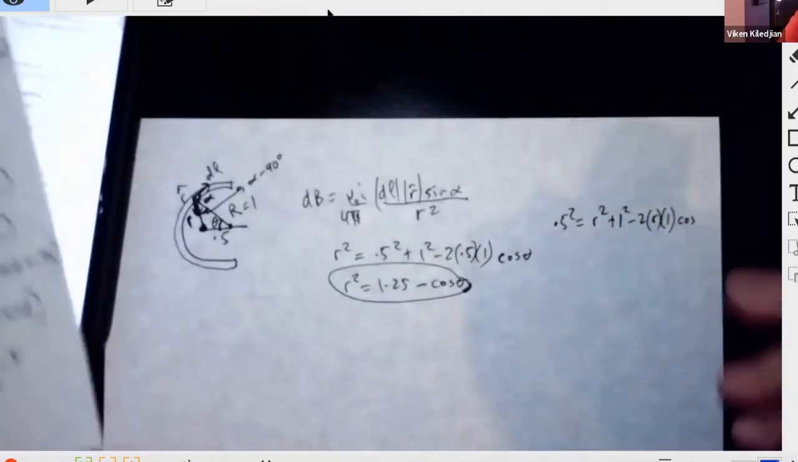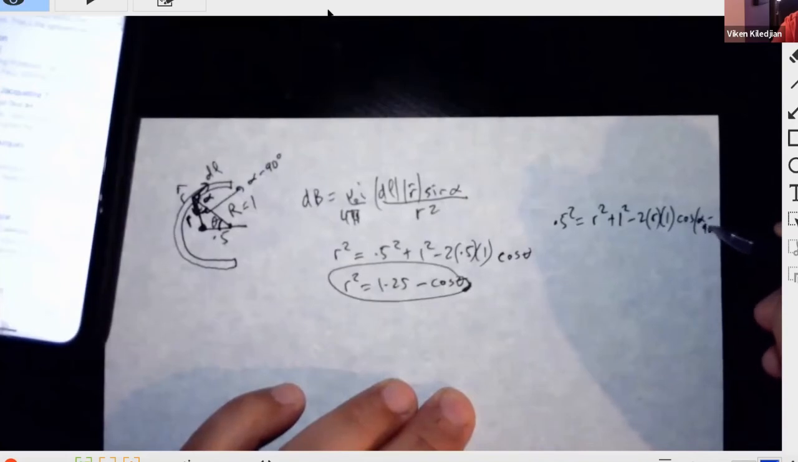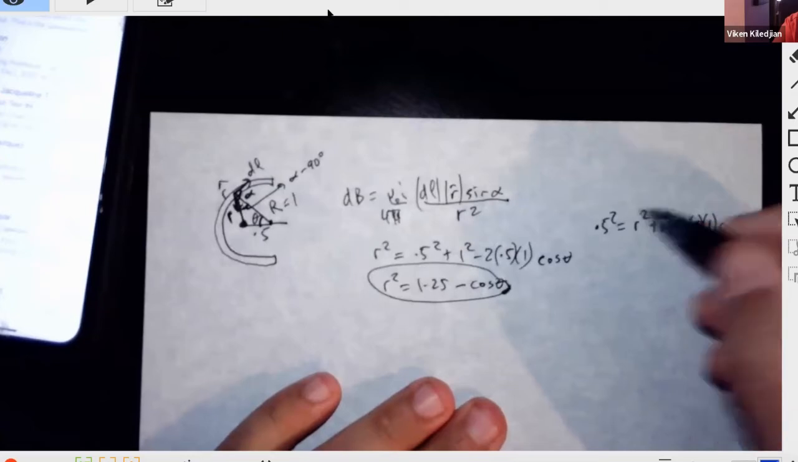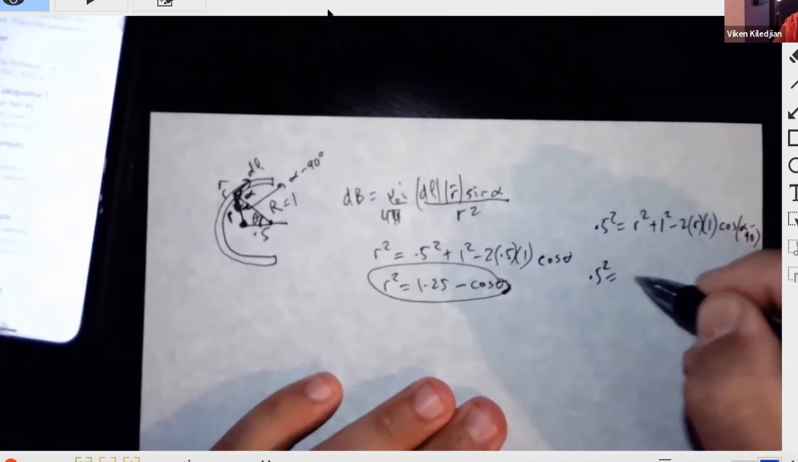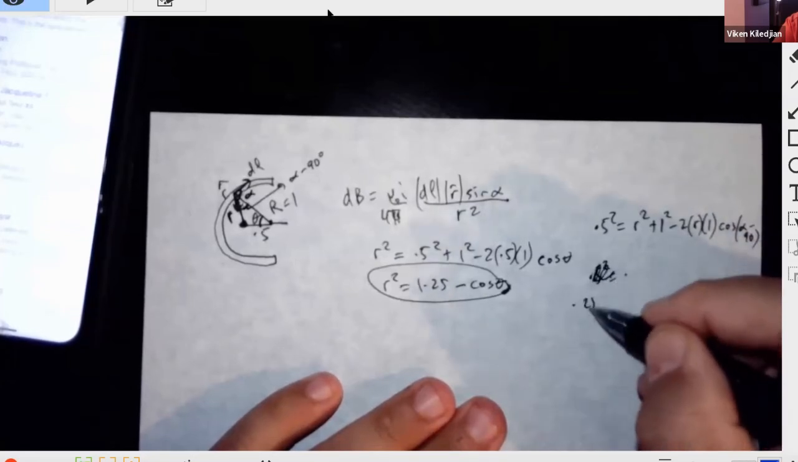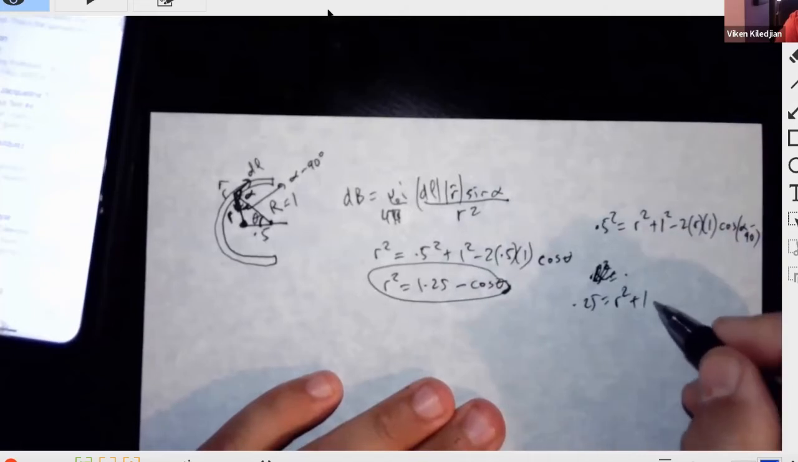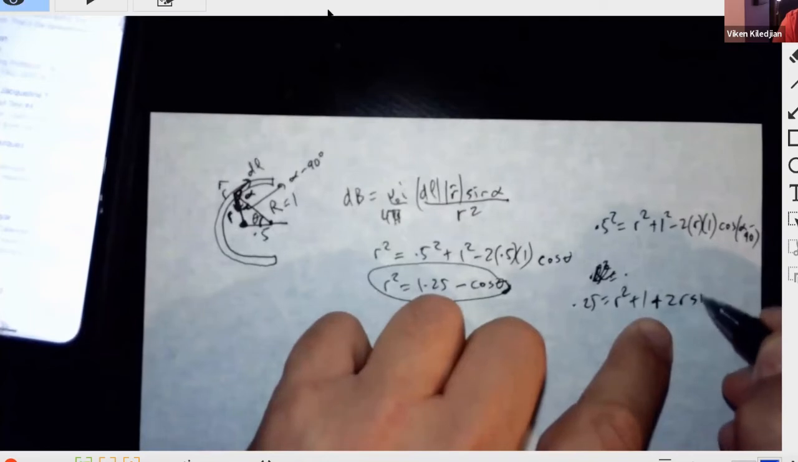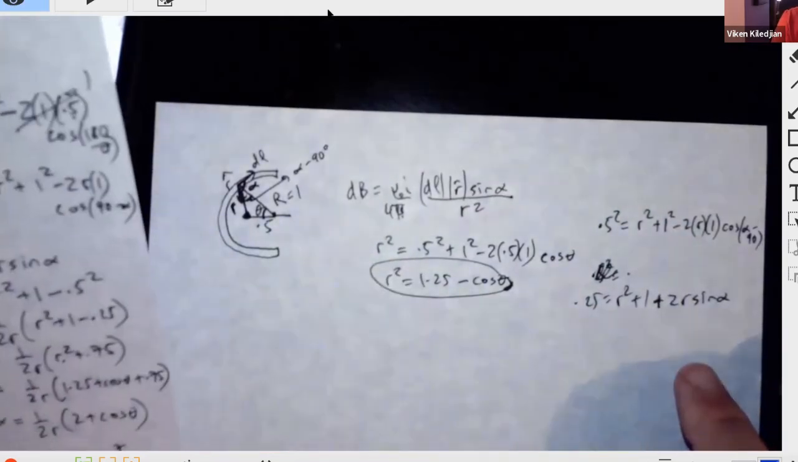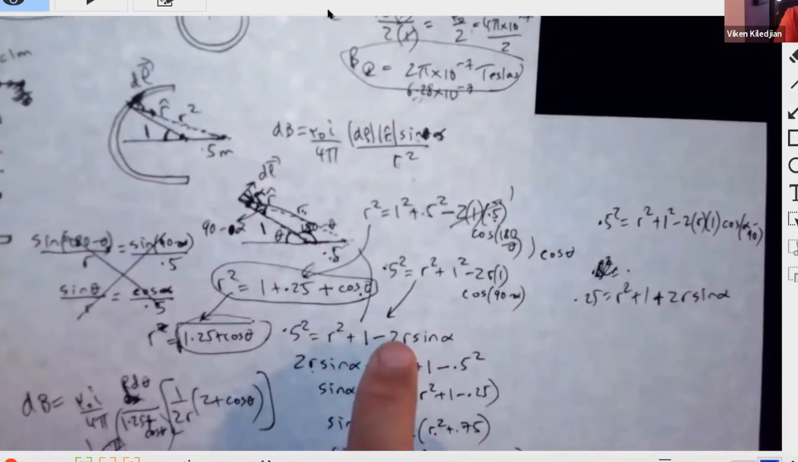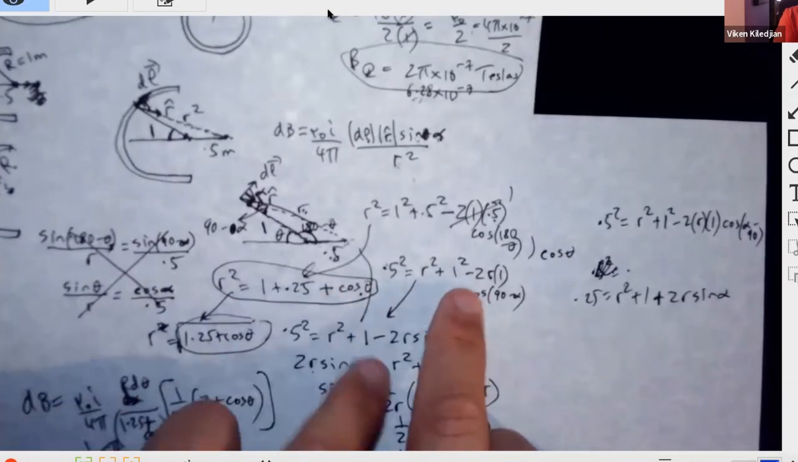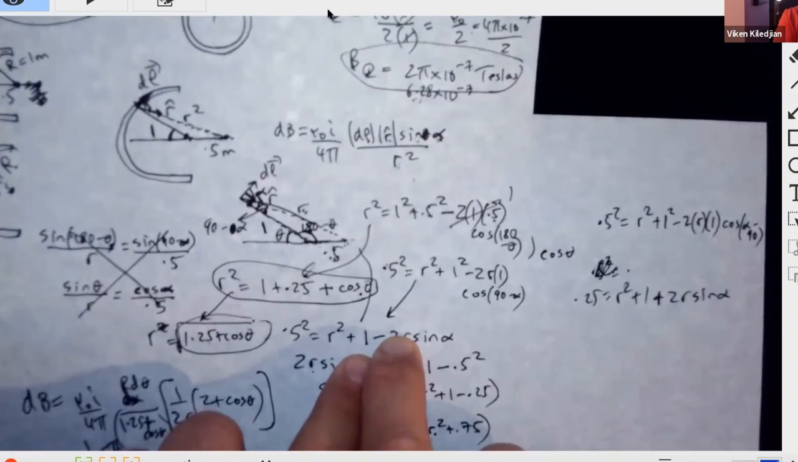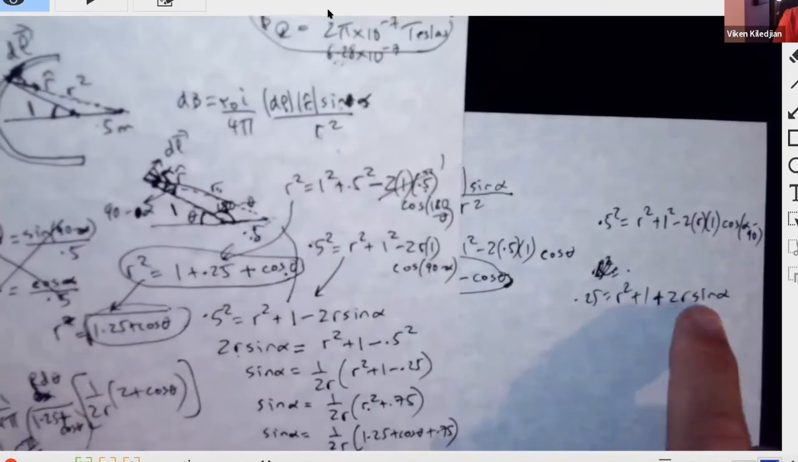So then let's see how that changes. Alpha minus 90. And then 0.5 squared, let's just write it as 0.25, is equal to r squared plus 1 minus 2r times cosine of alpha minus 90, which is negative sine of alpha. Then that switches to positive sine of alpha. So it becomes kind of like the other one, except that one also switches signs. So it becomes positive 2r sine alpha.